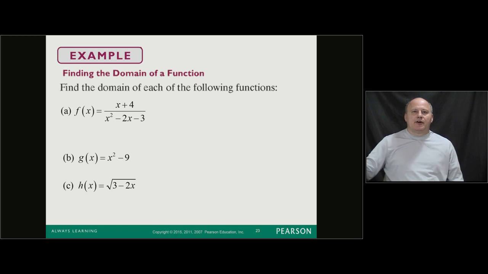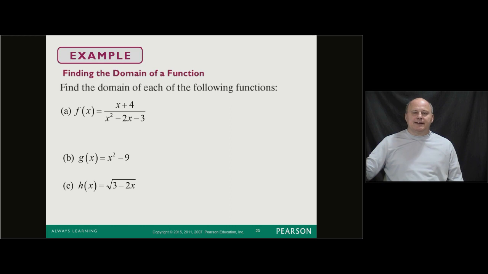So the first one here is x plus 4 over x squared minus 2x minus 3. Now, as in all fractions, you have to be careful because you cannot divide by 0. And when you're finding the domain, that's exactly what you're looking for: what numbers are allowed to use. Since you cannot divide by 0, you have to look at that function and say, okay, what values would not make it defined? Well, of course, when you divide by 0.